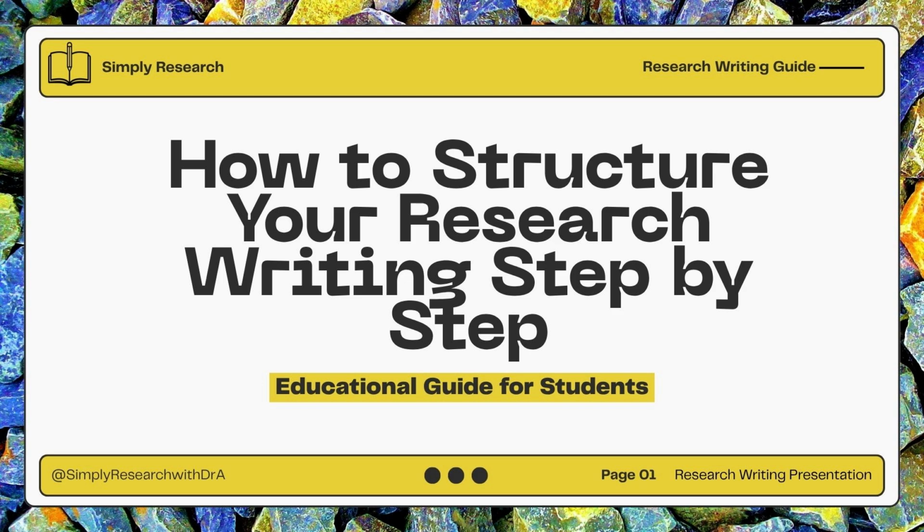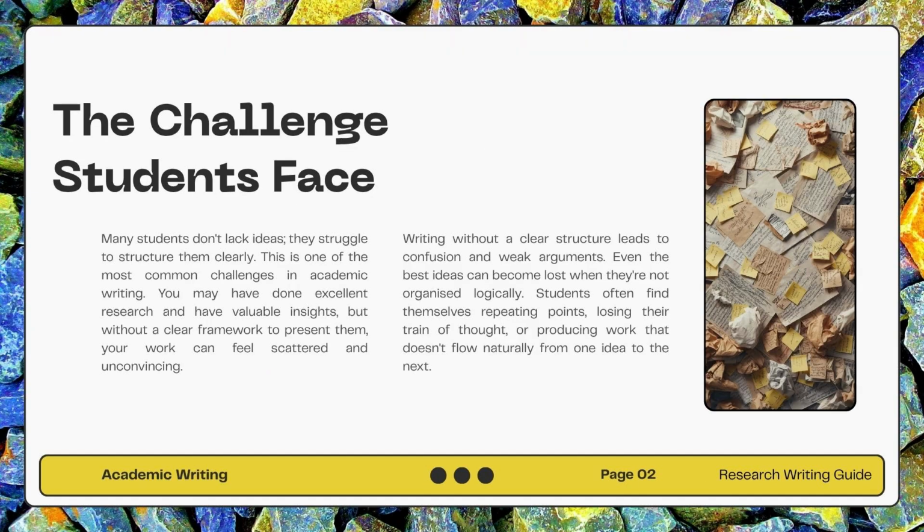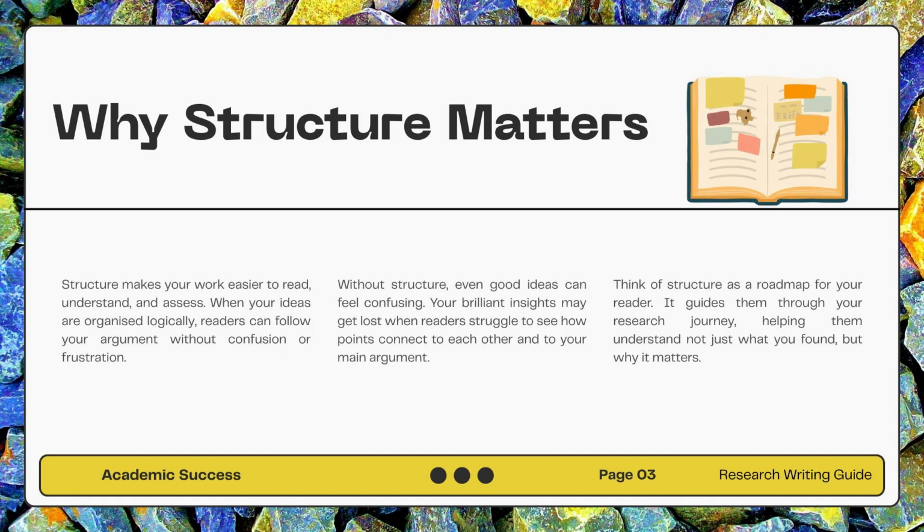Once you have chosen your topic, developed your research question, and planned your research, the next step is writing. But this is where many students struggle, not because they lack ideas, but because they do not know how to structure those ideas clearly. So in this video, we are going to look at how to structure your research writing step by step. A clear structure makes your work easier to read, easier to understand, and easier to assess. Without structure, even good ideas can feel confusing.